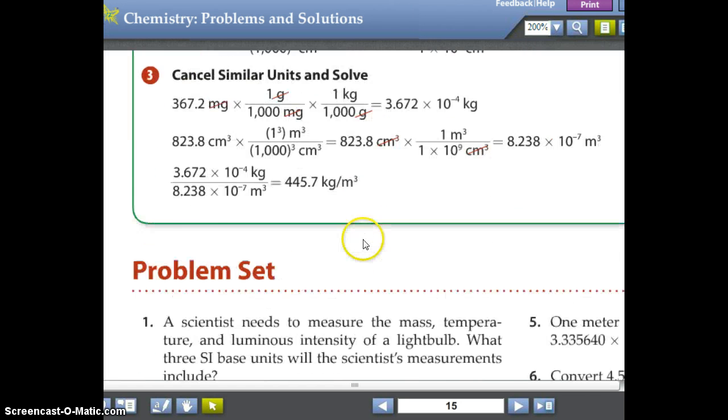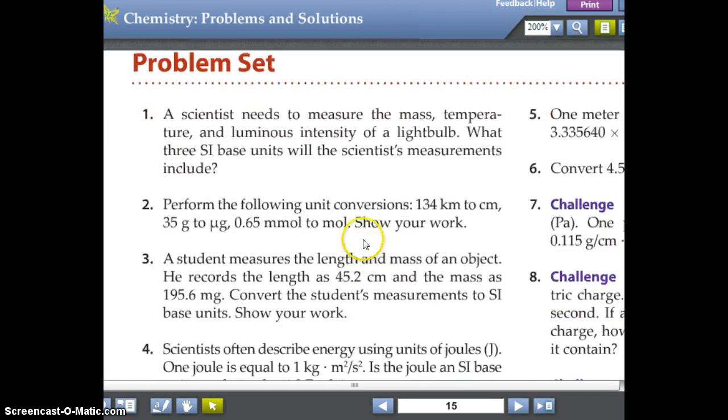All right, let's look at the problems on the bottom. Number 1, a scientist needs to measure the mass, temperature, and luminosity intensity of a light bulb. What 3 SI base units will the scientist's measurements include? Hit pause. What's your answer? So mass is grams or kilograms, I would accept. Temperature is technically Kelvin. And luminosity is candelas.